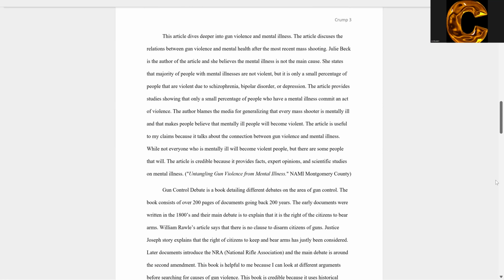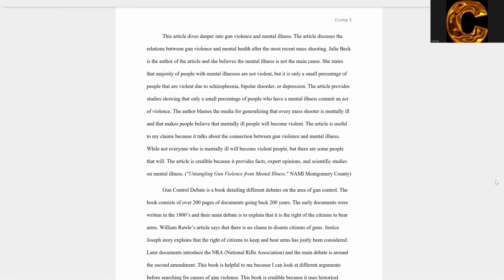The article goes deeper into gun violence and mental illness. The article discusses the relationship between gun violence and mental health at the most recent mass shooting. Julie Beck is the author of the article. She believes that mental illness is not the main cause. She states that the majority of people with mental illness are not violent, but there's only a small percentage of people that are violent due to schizophrenia, bipolar disorder, or depression.